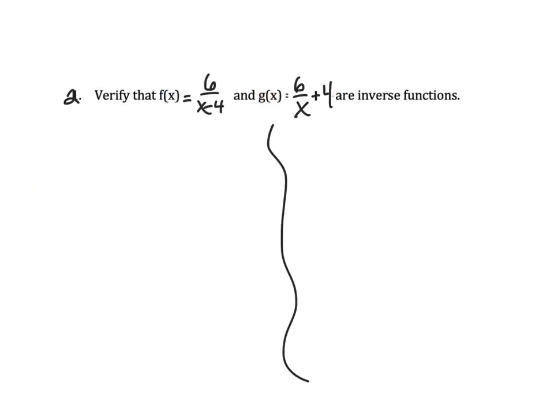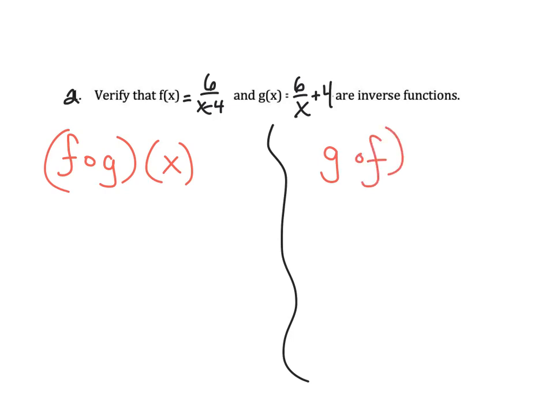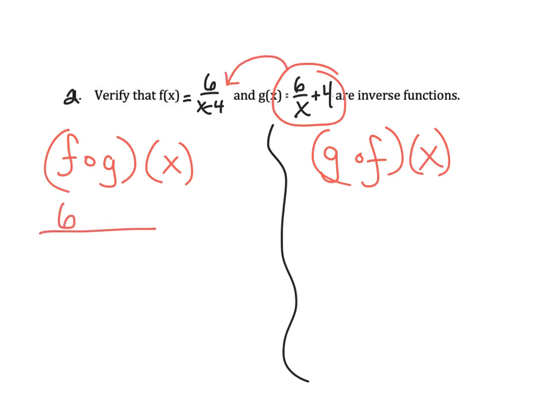This time I'm given that f of x is equal to 6 over x minus 4, and g of x is equal to 6 over x plus 4. So again, we're going to do the composition both directions. I'm going to use this notation this time, g of f of x. And I'm going to see if I get x both directions. So this means I'm plugging g of x into this one. So I will have 6 over x, which is 6 over x plus 4, and then I have the minus 4. All right, so now I'm going to clean this up.